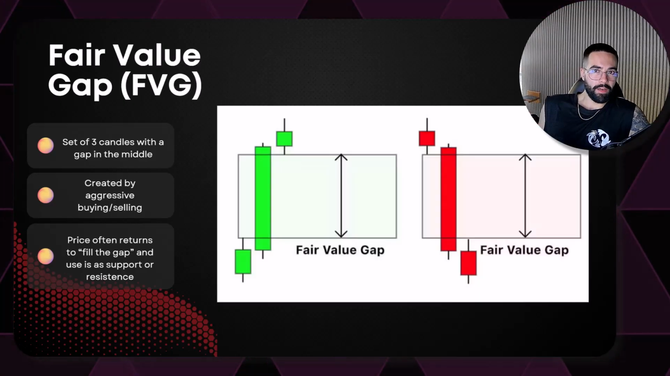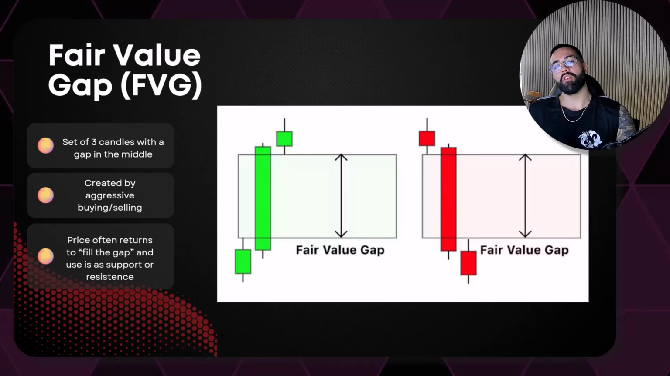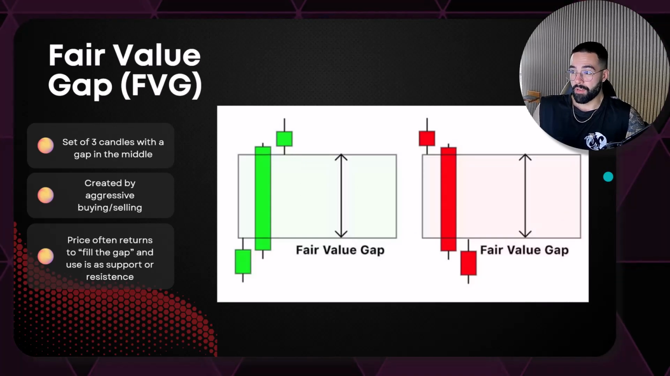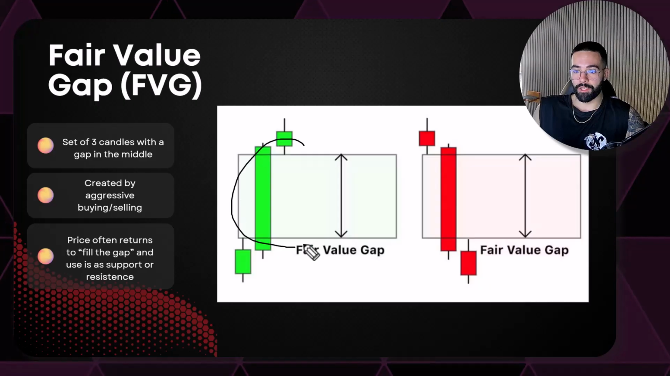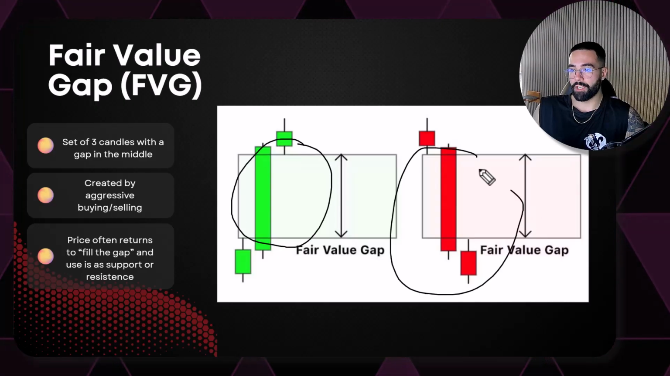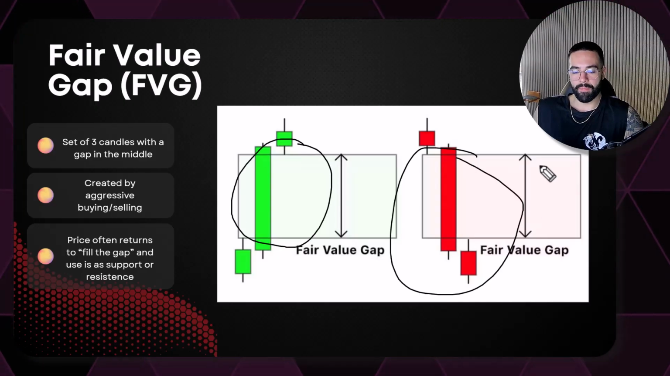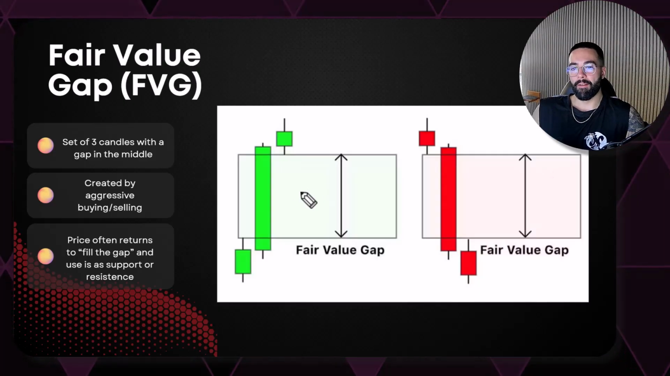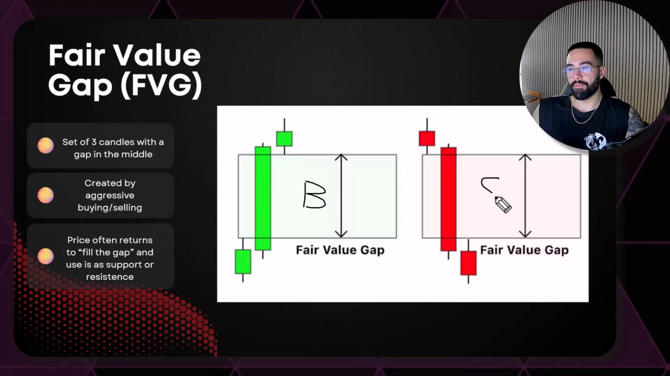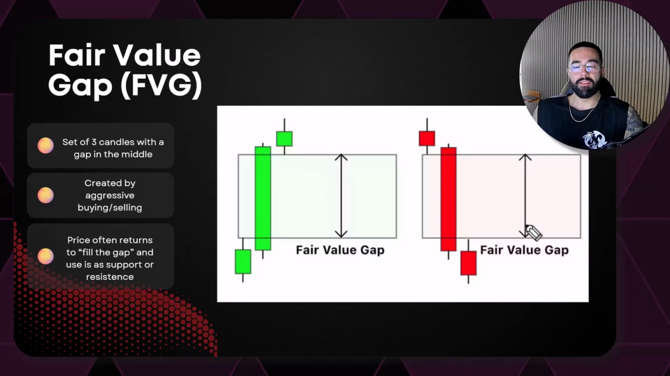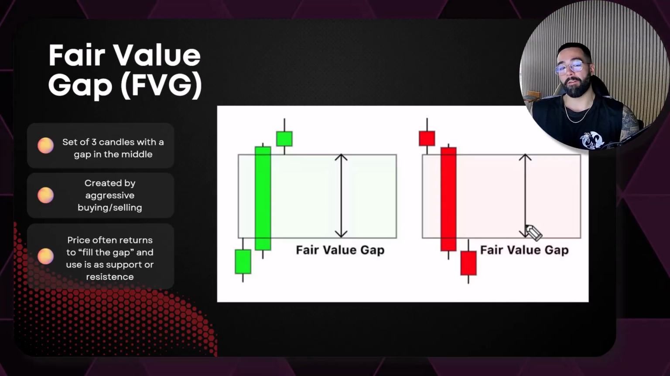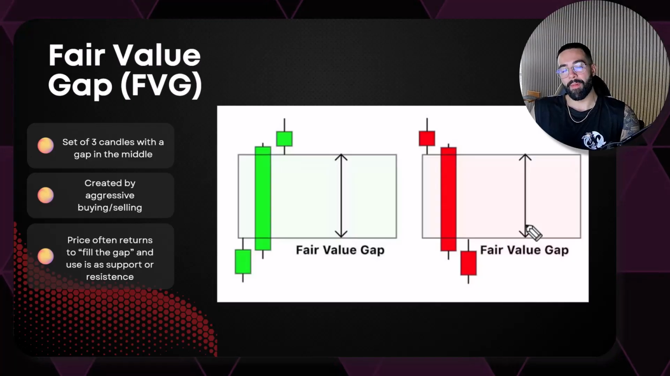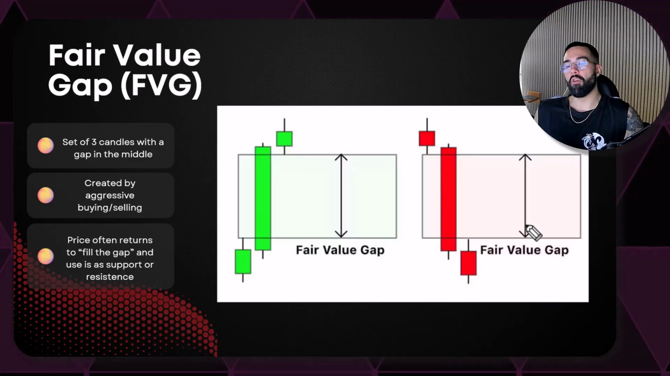So like we already saw together, this is a set of 3 candles with a gap in the middle like we see in the picture. So you can have either a bullish fair value gap or a bearish fair value gap. Same concept, different direction. It's created by aggressive buying in that case and aggressive selling in that case. And what is really interesting about fair value gap is that the price often returns to fill the gap and use it as support or resistance.